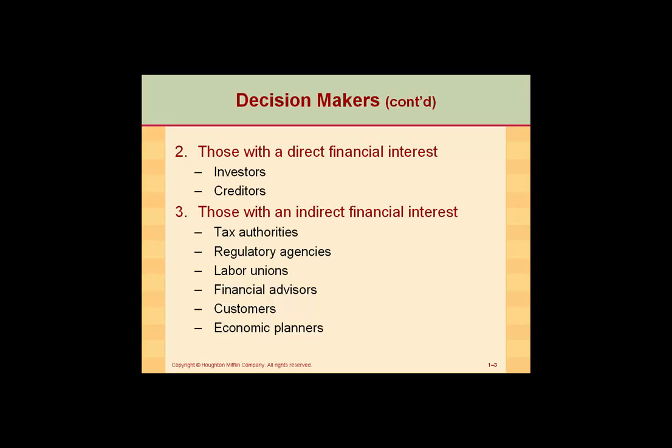Decision makers can also be those with a direct financial interest, like investors or creditors. And finally, decision makers can be thought of as those with an indirect financial interest, and this would include tax authorities, regulatory agencies, labor unions, and some others.